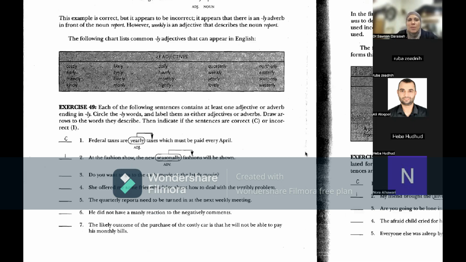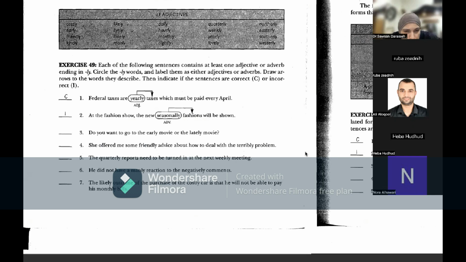Yalla guys, come on. The questions. Each of the following sentences contains at least one adjective or adverb ending in ly. Circle the ly words and label them as either adjectives or adverbs, okay? Draw arrows to the words they describe, then indicate if the sentences are correct or incorrect. Yalla, come on, guys. The first one is done for us.